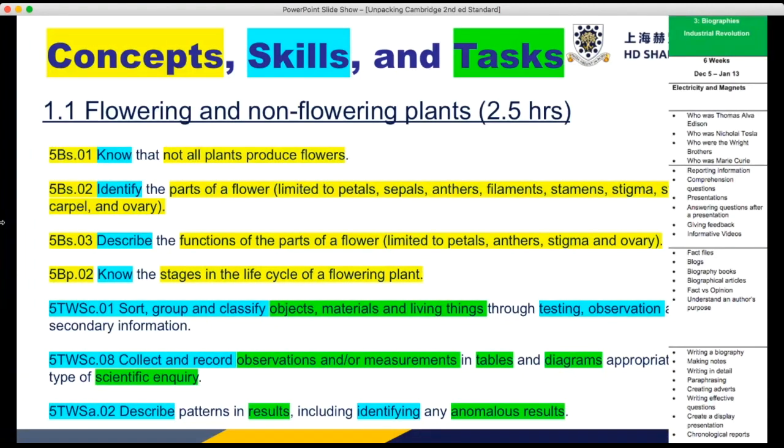For my cross curricular links, in our school, during our third unit, the English department talks about biographies, and they use a lot of these similar skills, such as reporting information, creating presentations, and creating a display. And so these are the same as a lot of skills in our science class, and we can refer back to these classes.